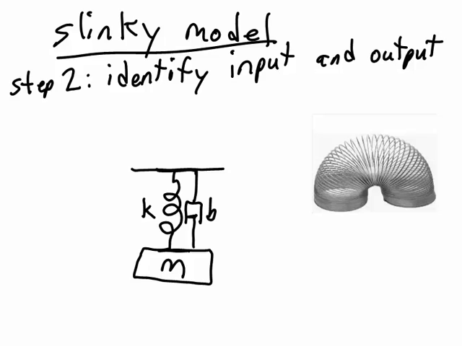In this Slinky, I'm going to make the input be the displacement of the top, and I'm going to make the output be the displacement of the bottom. So I need to draw those things into my drawing. The drawing shows the direction of positive motion, and it also shows the position that is defined as 0 for both the input and for the output.